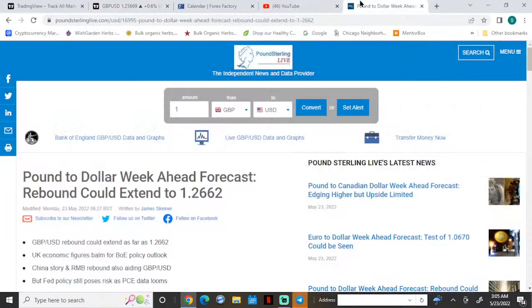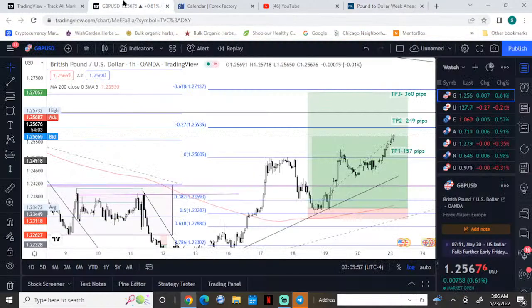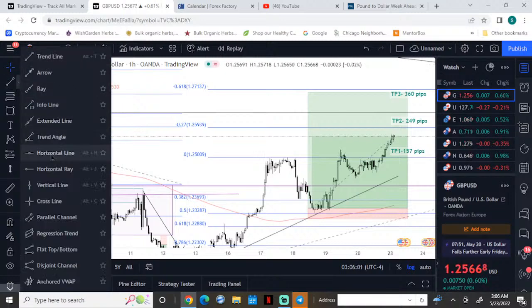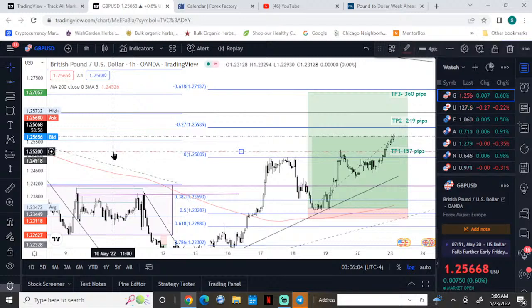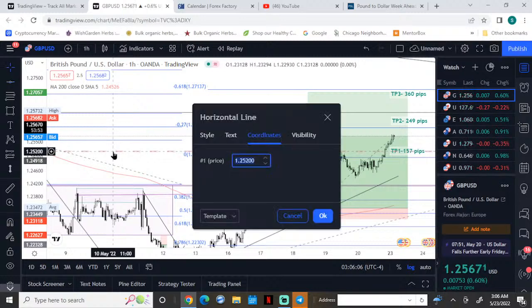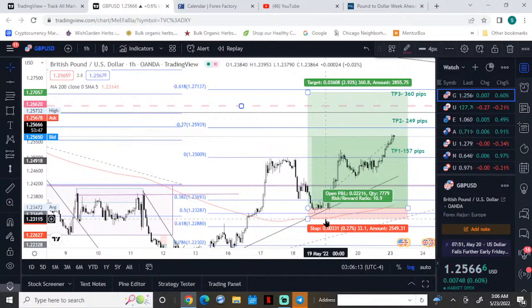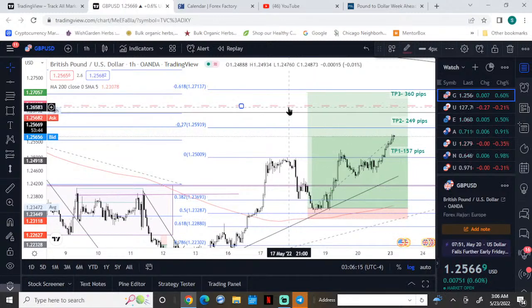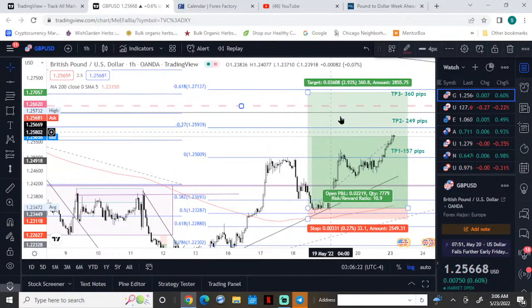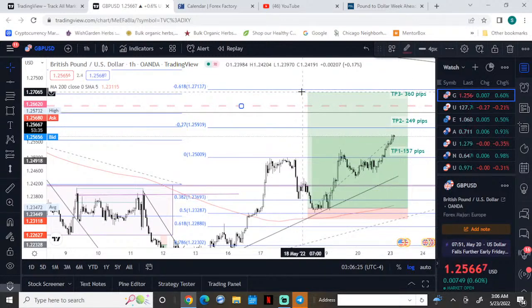Let's see, 1.2662. Let's just take a horizontal line. The easiest way to do this, just drop it on there, double click, and put the coordinates in. Okay. So the article's saying that it's going to come here to my pink line. I got it going a little higher to the fib extension, so that would be great.